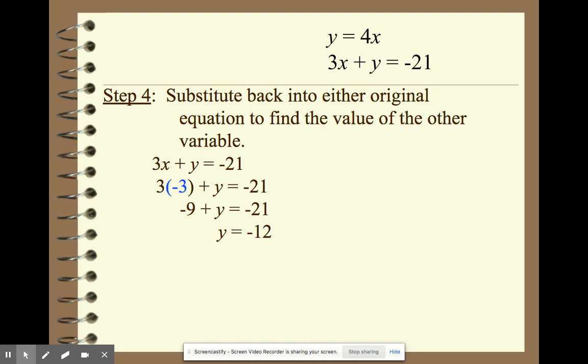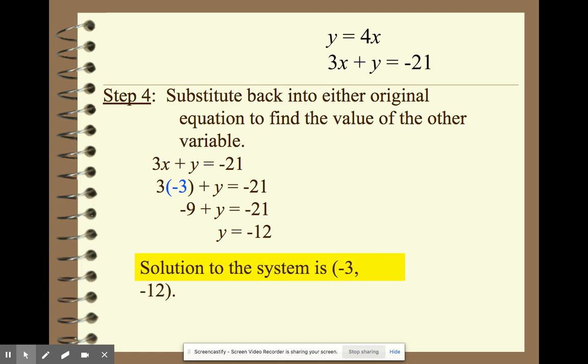We're going to substitute out x for what we just found it is, which is negative 3. And we're going to go through that same process, but now solve for y. So 3 times negative 3 is negative 9, plus y equals negative 21. Add 9 on both sides to get y equals negative 12. Your final answer is negative 3, negative 12, because we know that x is negative 3 and y is negative 12. So you set it up in coordinate form.